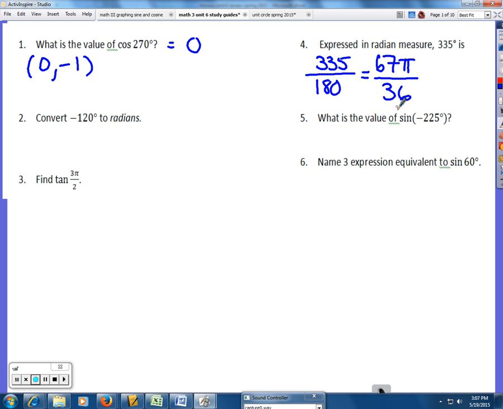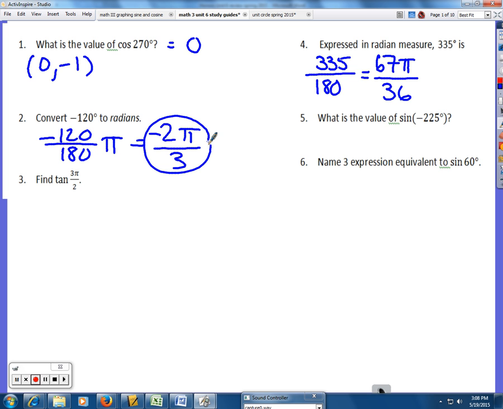Okay, back up to number 2. We're at negative 120 degrees. So in your calculator you put negative 120 over 180 times pi, and that'll give you negative 120 divided by 180, math, enter, enter, gives you negative 2 pi over 3. That would be the answer.